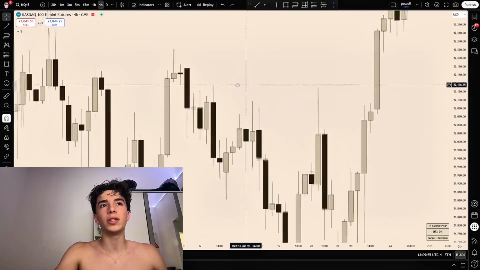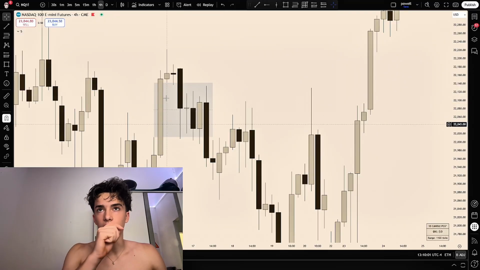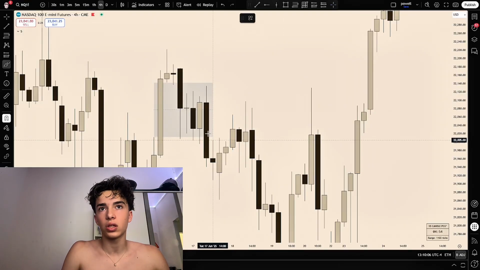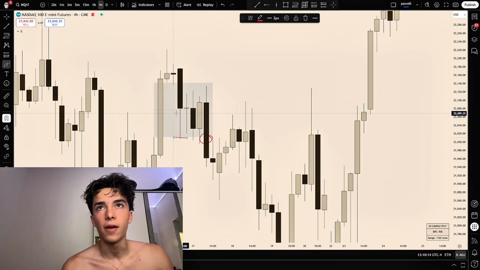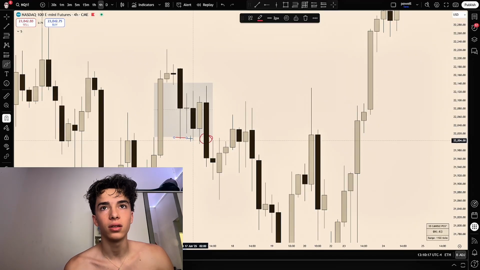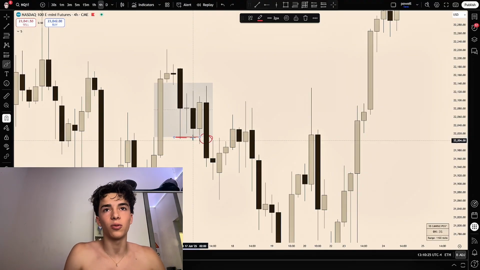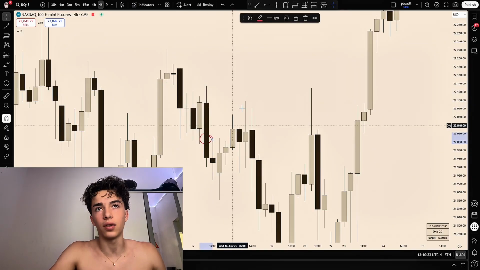What an inversion fair value gap is, it's just a fair value gap that got invalidated. In this case, this was our fair value gap. As you can see here, a candle closed below the fair value gap. Here the price went below it, but these three aren't invalidations. For me, an invalidation is just when we see a candle closure below it. Very easy as that. That's the inverse fair value gap.